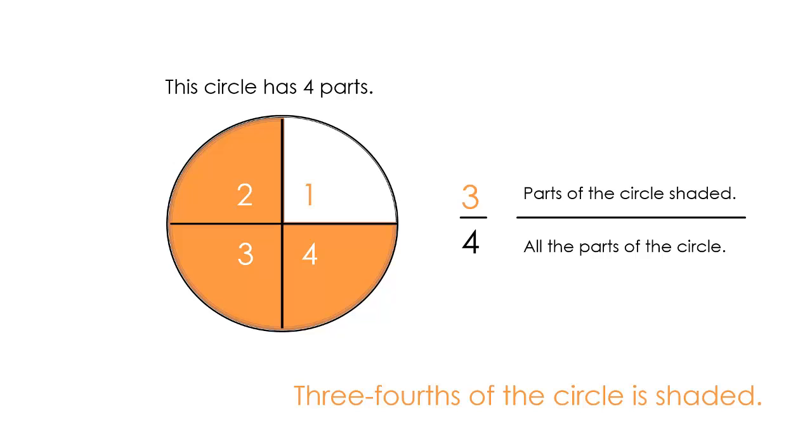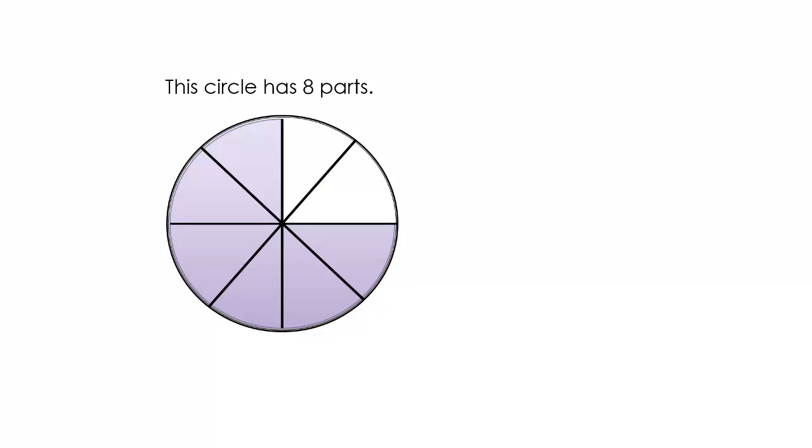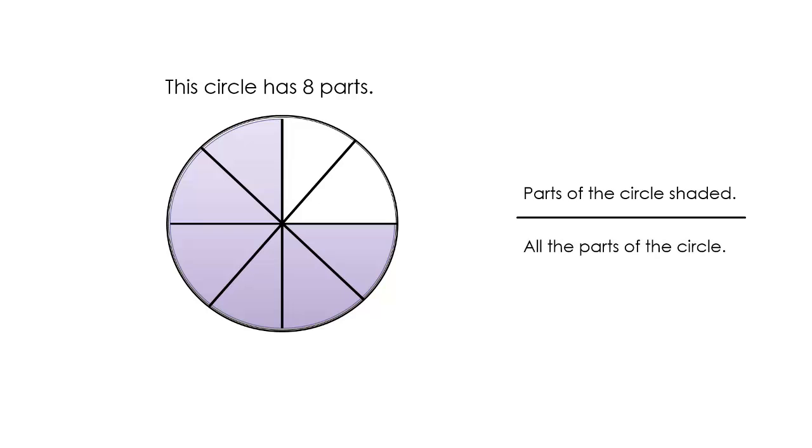Let's look at another one. This circle actually has 8 parts, and you can count them. 1, 2, 3, 4, 5, 6, 7, 8. That's great. To have a fraction to describe this circle, we would take the parts of the circle shaded divided by all the parts of the circle.